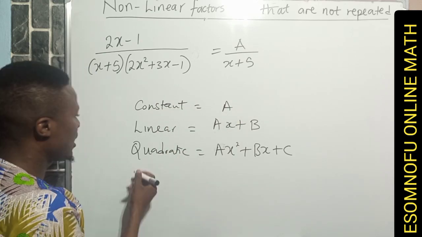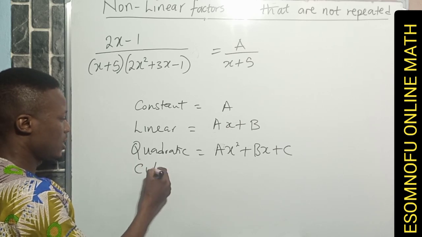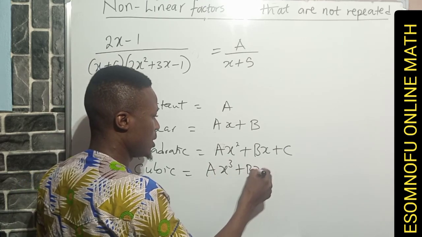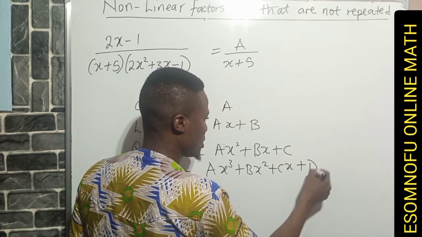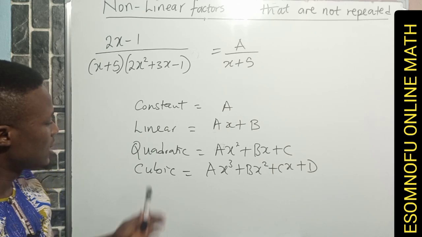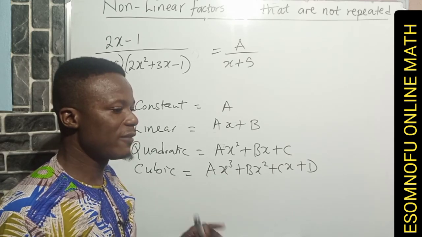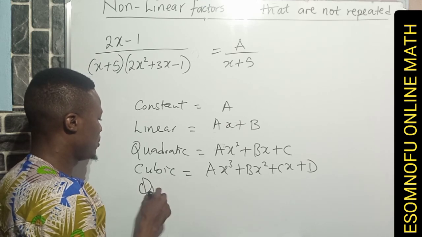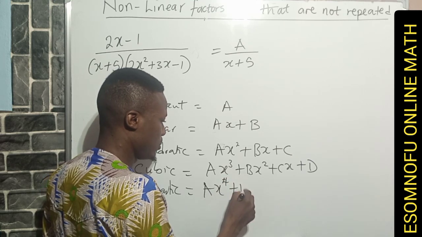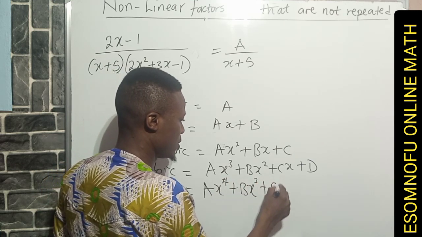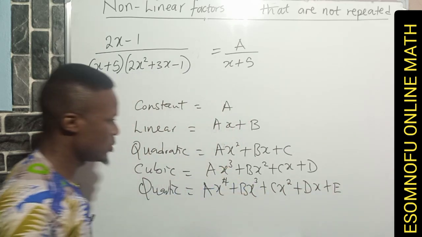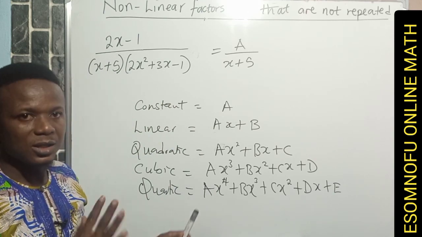Assuming I have something more than quadratic, let's say cubic, the expression will be of the form Ax cubed plus Bx squared plus Cx plus D. The letters may change, but this is the pattern it will follow when something is cubic, with the highest power of 3. If you have an expression with a power of 4, you can have Ax to the power of 4, plus Bx to the power of 3, plus Cx to the power of 2, plus Dx plus E. This is how to split it down.